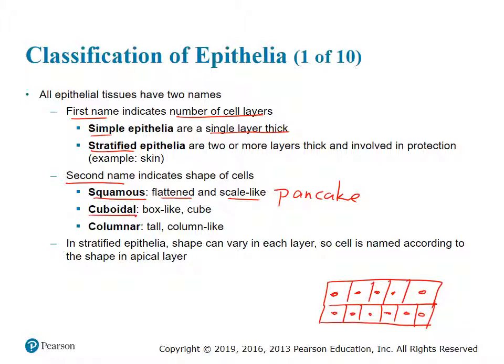Cuboidal, box-like, cube shape, and columnar, column-like, or pillar-like. Okay.